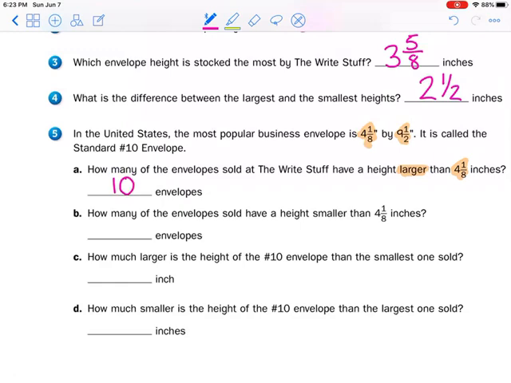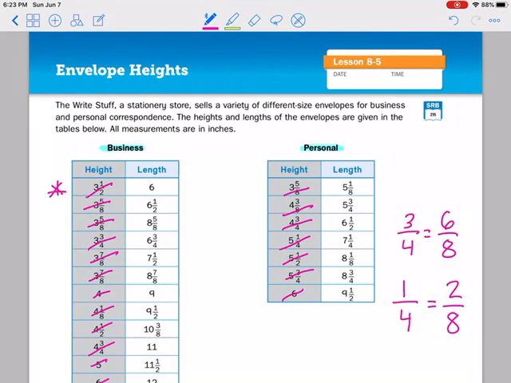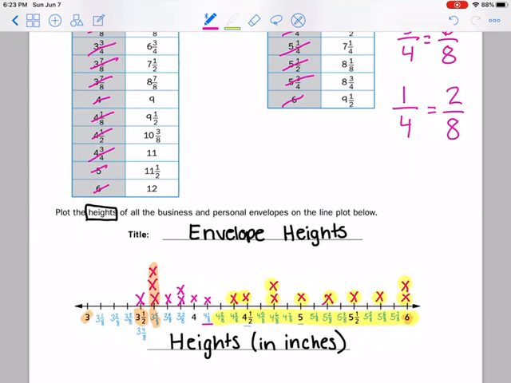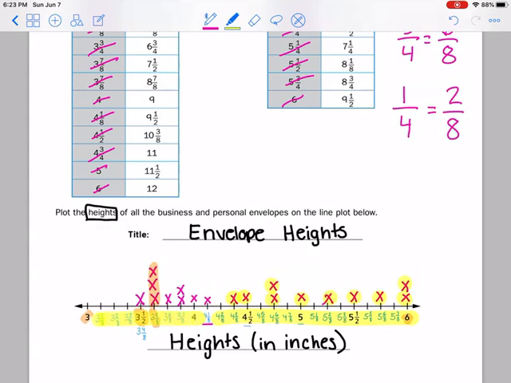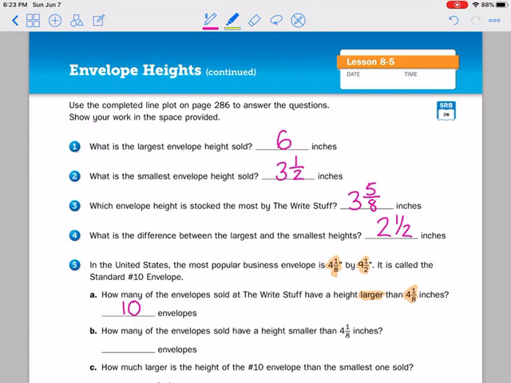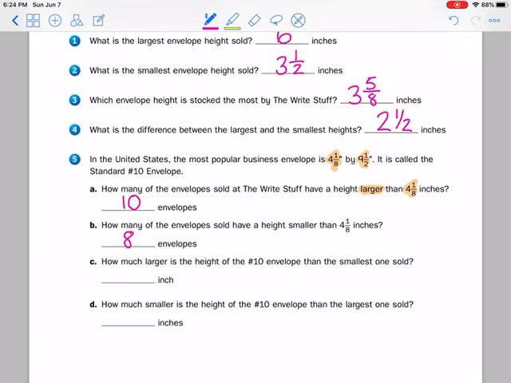How many envelopes have a height smaller than that? So we would go back, and any height that's smaller would be over here. So 1, 2, 3, 4, 5, 6, 7, 8. Now notice I did not include 4 1/8 because it's smaller than that. It didn't say equal to or smaller, just smaller. So 8 envelopes are smaller.